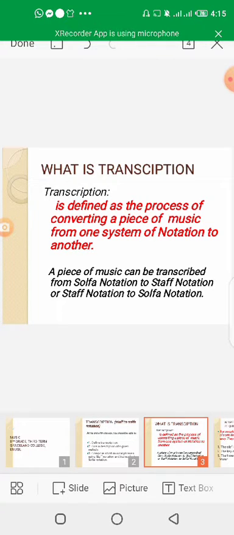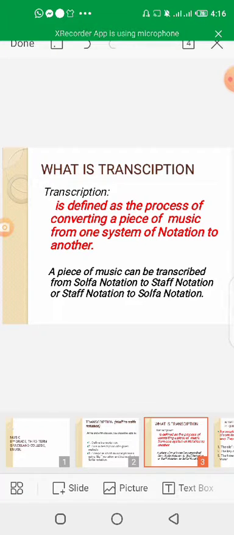Remember, we said notation simply means a system of writing music, and we agree that there are two ways to write music, either with the staff notation, that's the use of 5 lines and 4 spaces, or the solfa notation, the movable do, do, re, mi, fa, sol, la, ti, do, where you use the S, M, D, and the rest of them.